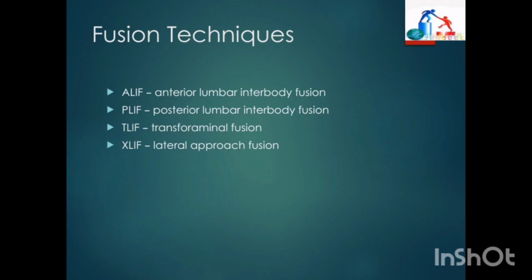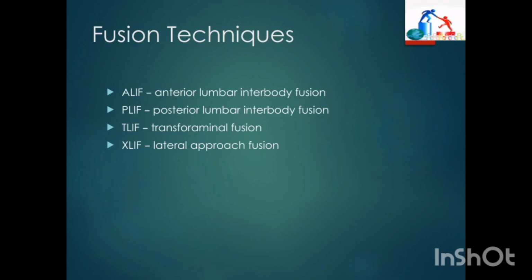Next, we have PLIF, or posterior lumbar interbody fusion. For this technique, the approach is from the back. We make an incision over the spine, remove part of the lamina, and access the disc space to perform the fusion. This approach gives us direct visualization of the nerves and is often preferred in certain cases.